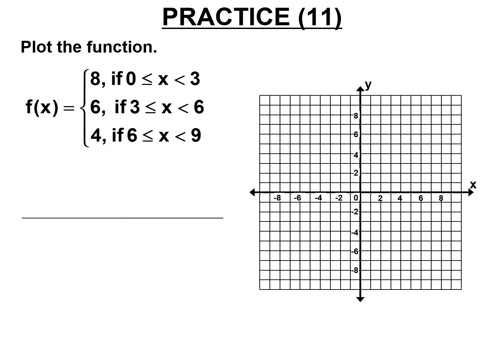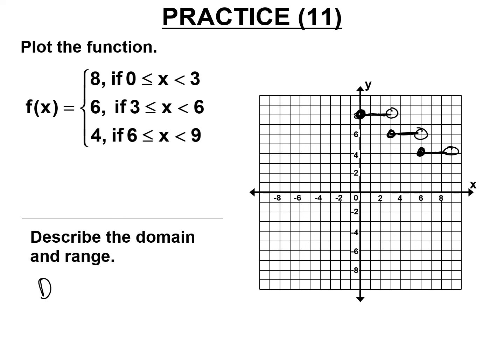Right, so we're practicing. So plot this. 0 to 3, we're at 8. Open circle on 3, closed circle on 0 for x. Between 3 and 6, we're at 6. And we're closed circle here, and open circle there. And between 6 and 9, we're at 4. And it's closed circle there, open circle there. And then that's a step function going down, right? Some of them really look like steps, some do not.